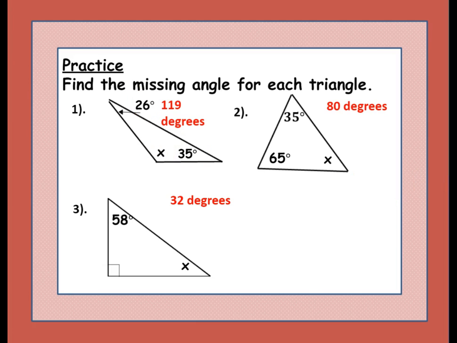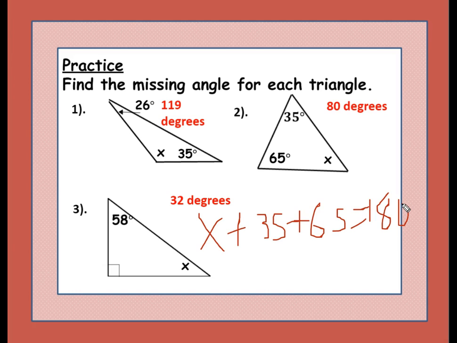The equation for number 2, that's going to be x plus 35 plus 65 equals 180. If you subtract 100 from both sides, you're left with x equals 80. And that's how they got 80 degrees.